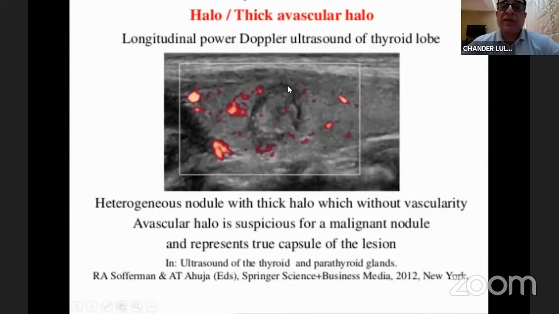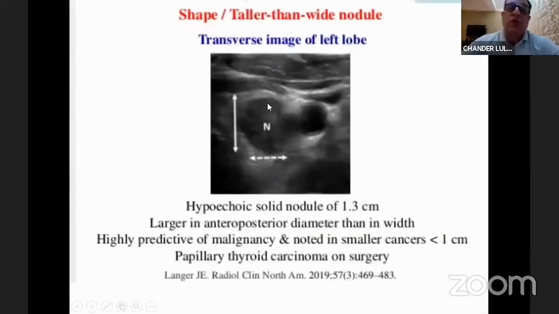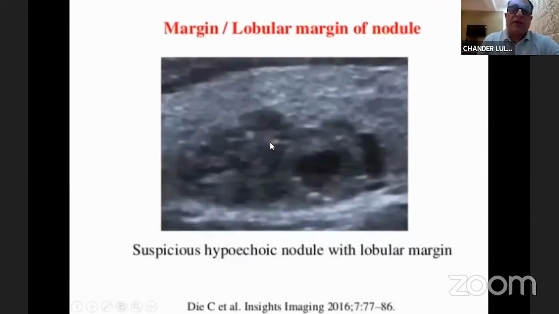This has avascular halo with irregular thickening with some small psammoma bodies. So again, represents malignant features. Now, what are some of the other features? So like this, very quickly, I'll go through. As I said earlier, if it is taller than wider, then it is malignant.